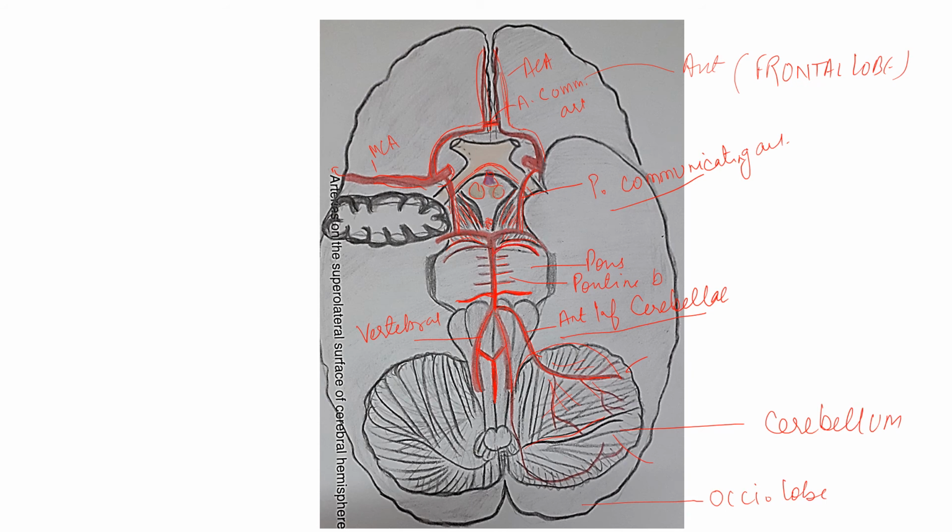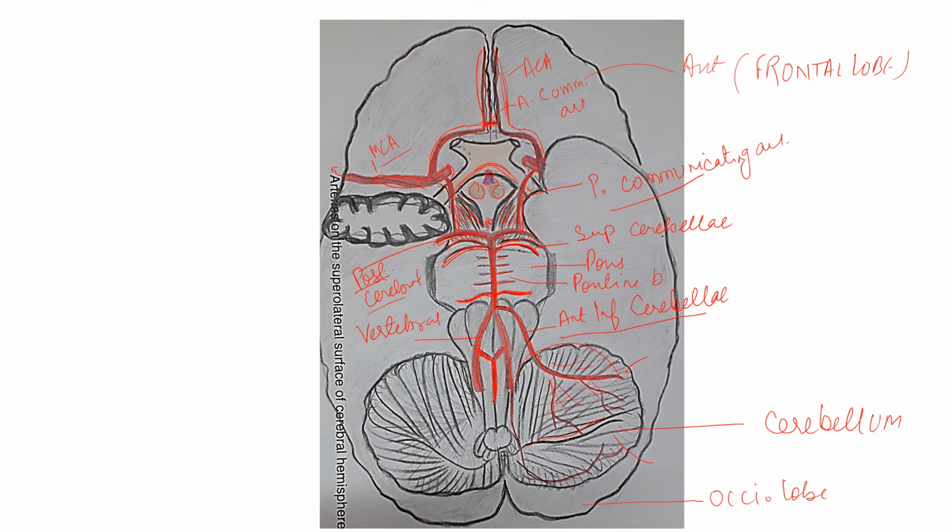At the upper end of this, you will find two branches. One is your superior cerebellar artery, and the other is your posterior cerebral artery. So this area is the posterior cerebral artery. The anterior cerebral and the middle cerebral are the branches of the internal carotid artery, while this posterior cerebral is a branch of the basilar artery.